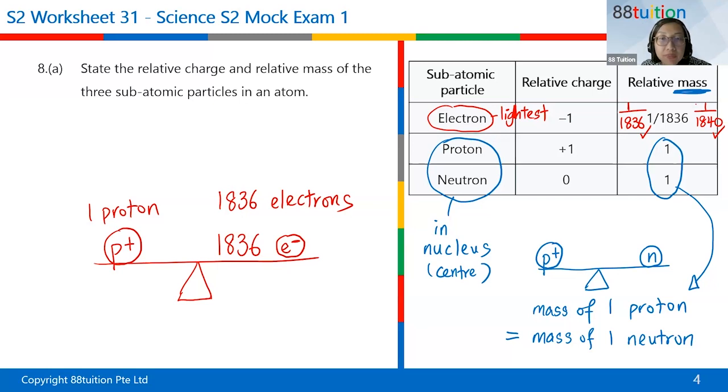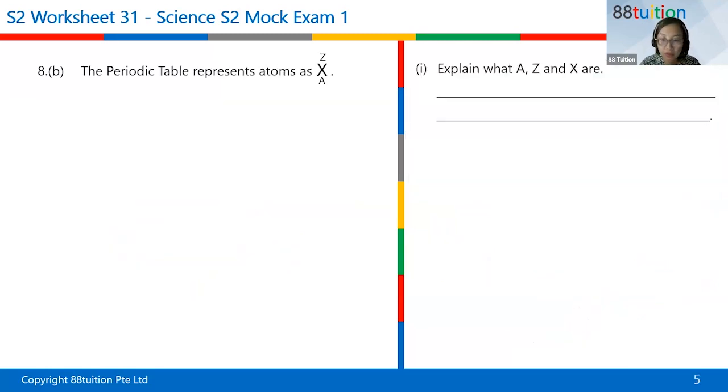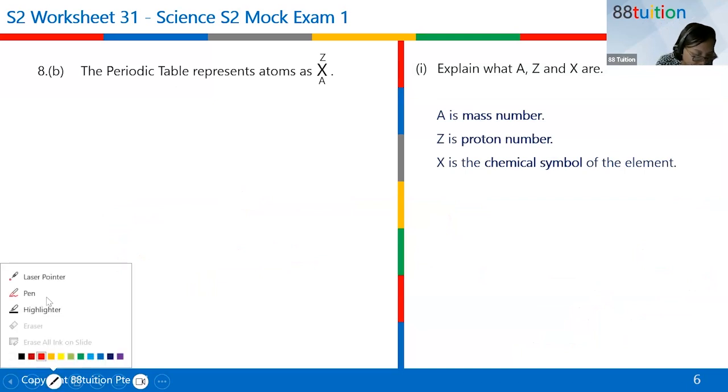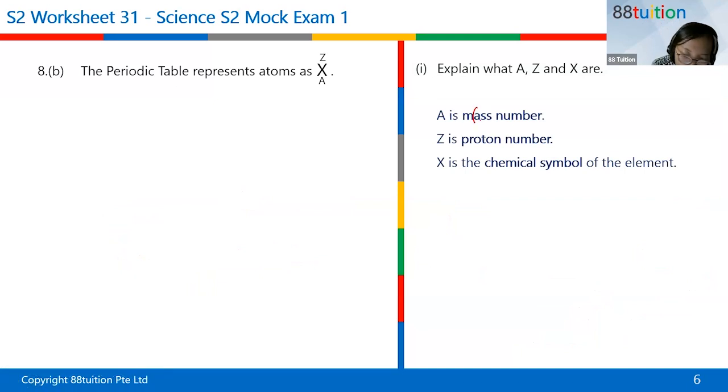Okay, hang on. All right, so this one is to explain what A, Z, and X are. So A is the mass number. Let me give you a memory aid to help you remember. Do you see there's an A here and an A here? So this is a memory aid. Then Z is the proton number.